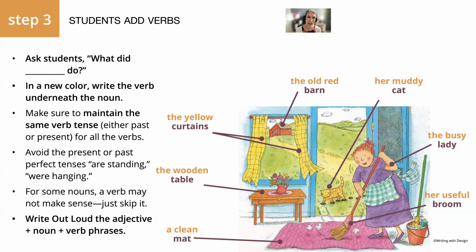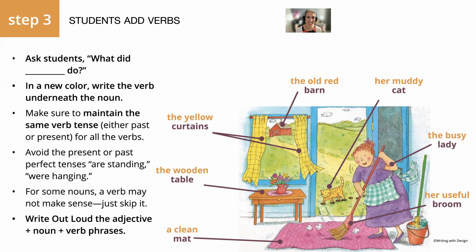And sometimes there may not actually be an action. That's okay. We don't have to have a verb for everything. But what we do have to make sure of is that we don't have verbs that end in ing. Okay, we don't want to be in the perfect tenses. So the old red barn was standing or the yellow curtains are flapping. We don't want verbs that end in ing. Why? Because it's just weak writing and it's a passive voice. So we want to make sure that our writing is active. And I always like to practice the past tense because it is also the trickiest in English.